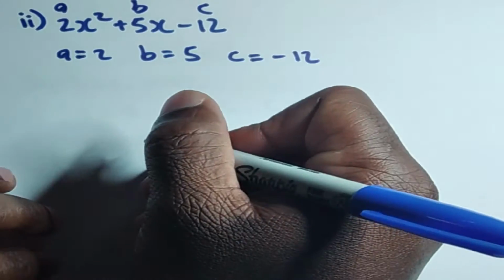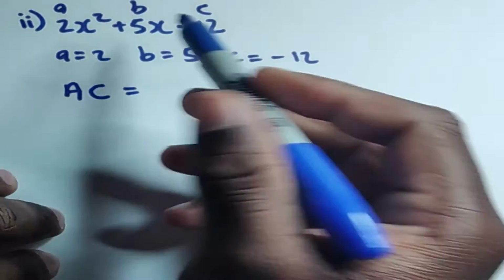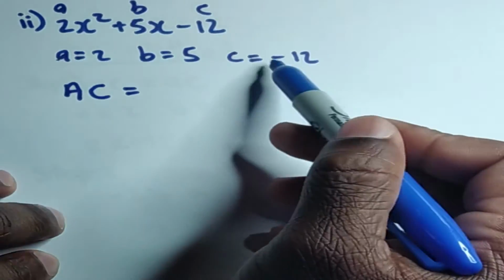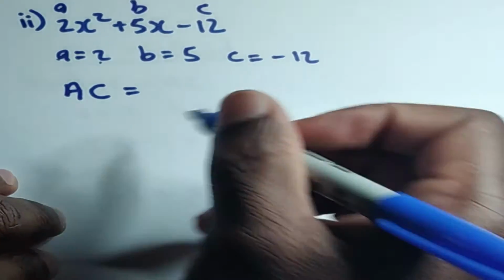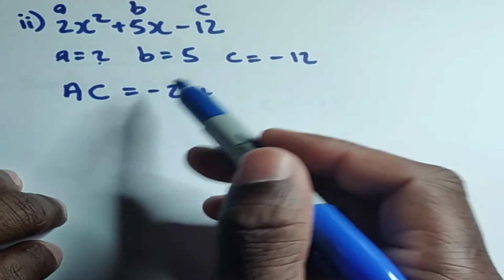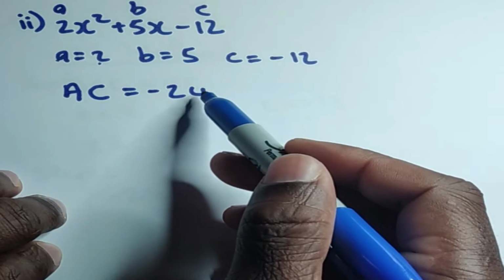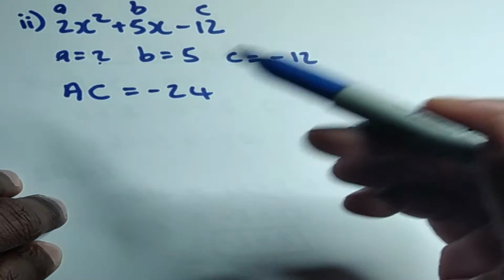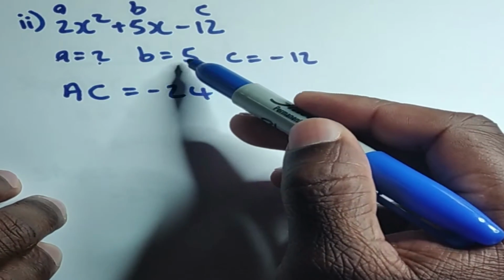So how do we find our AC? We find our AC by simply multiplying the value of A times the value of C. So that would be 2 times negative 12, and that gives us negative 24. Now what we want to know is which two numbers we can multiply to get negative 24, that when we add or subtract those numbers, we'll obtain our B value here, which is 5.